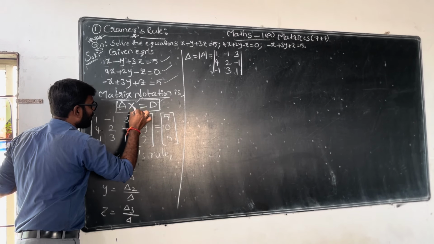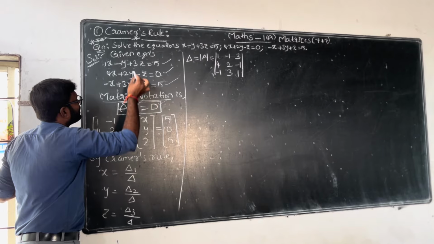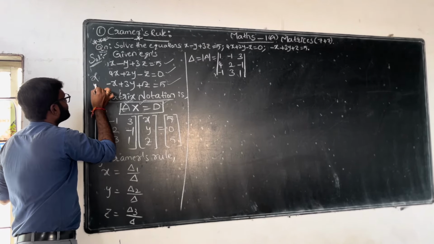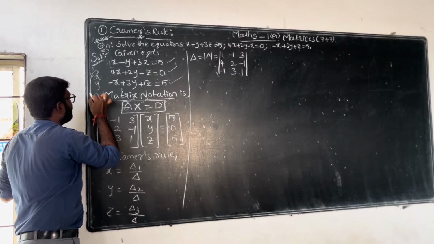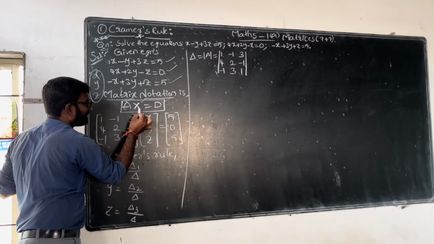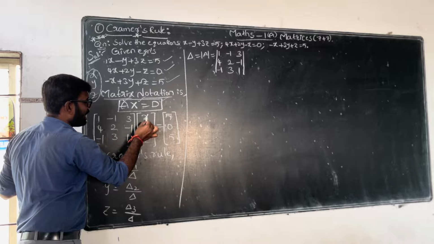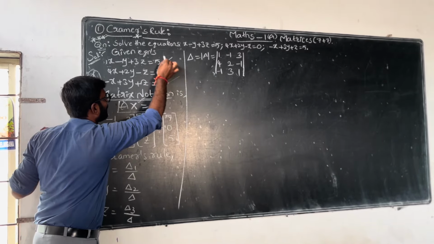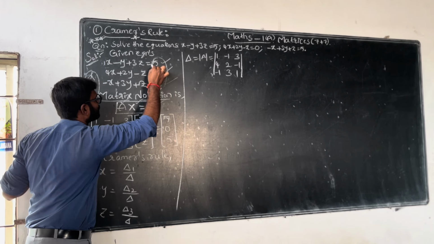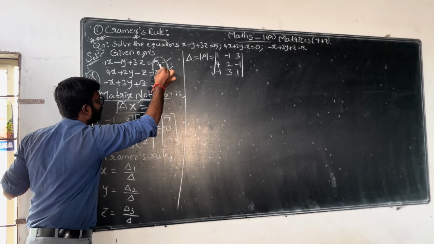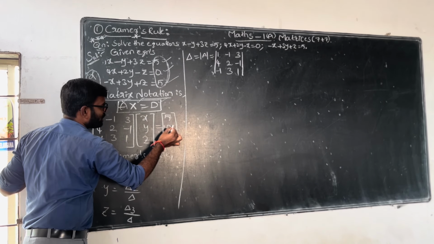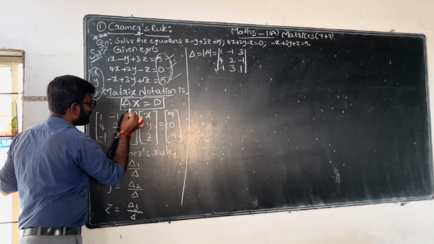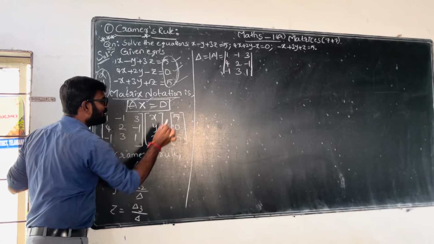Next, the X matrix. The equations are given in the variables x, y, z, so the variables are represented as the X matrix: x, y, z. Then last one, on the RHS side we have constant values. What are the constant values? 5, 0, 5. That is the constant matrix D. So we have the A matrix, X matrix and D matrix.